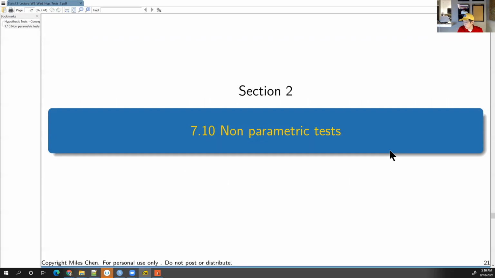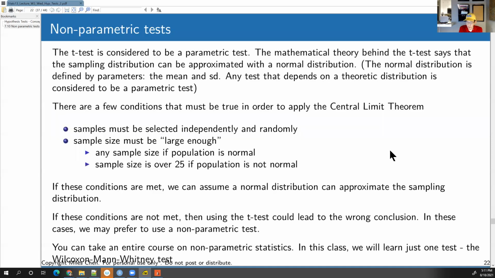All right, we'll continue on here, and I'm going to introduce non-parametric tests. We will look at non-parametric tests today, and also next week, Monday, we will look at a few non-parametric tests as well.